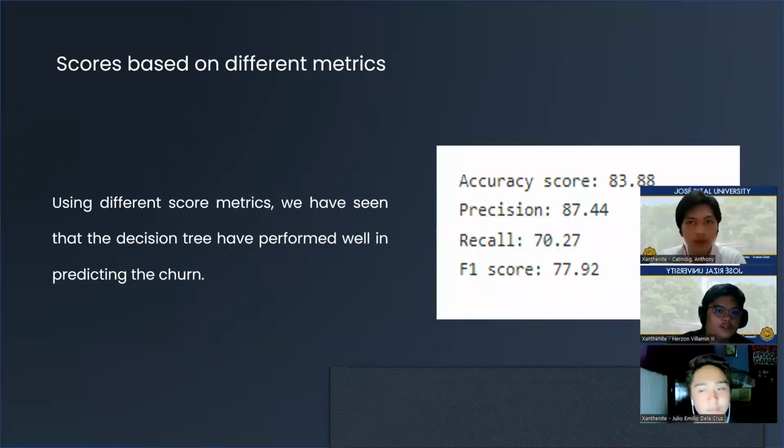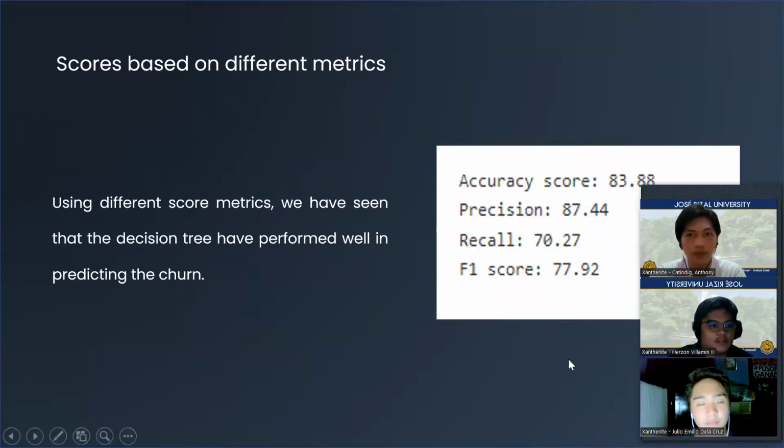Score based on different metrics. Using different score metrics, we have seen that the decision tree performed well in predicting the churn. So the accuracy score for the decision tree is 83.88, precision 87.44, recall 70.27, and F1 score is 77.92.